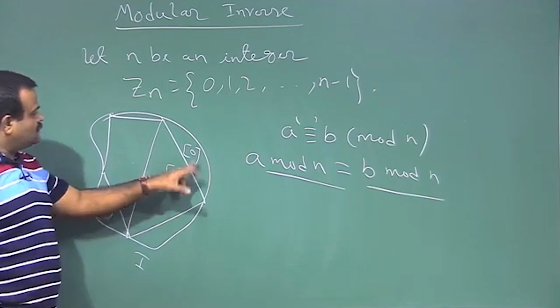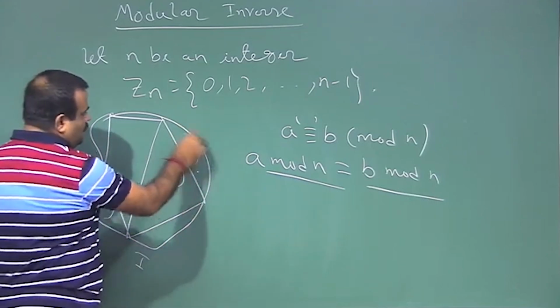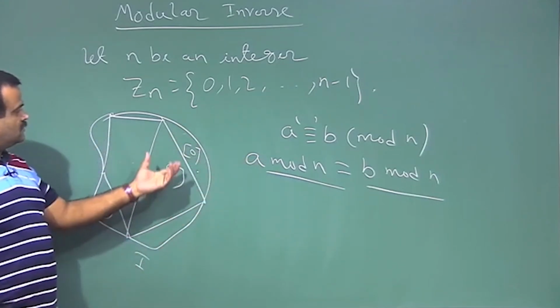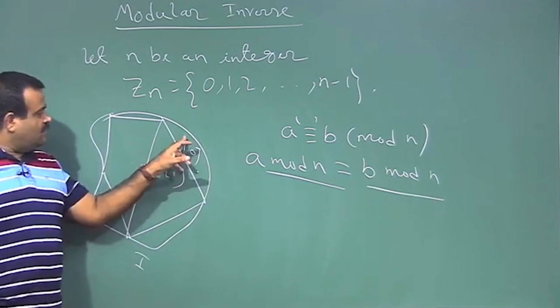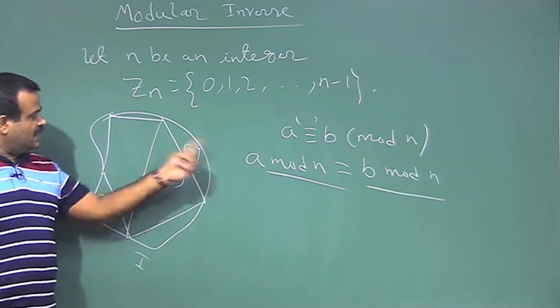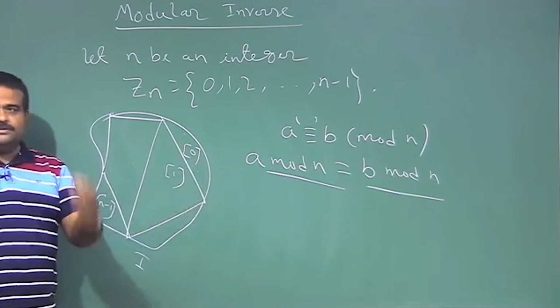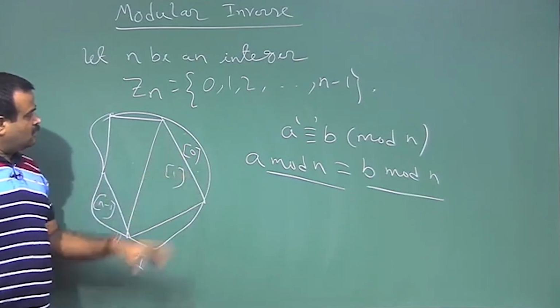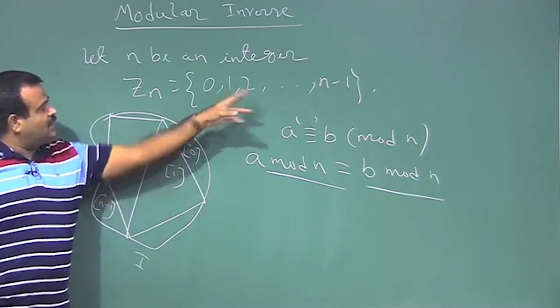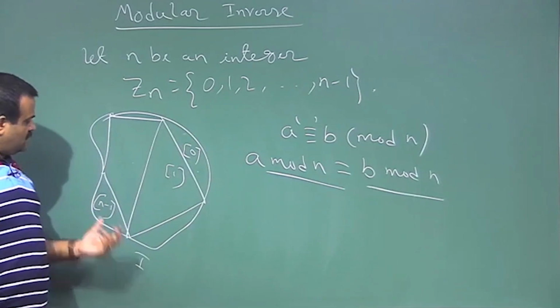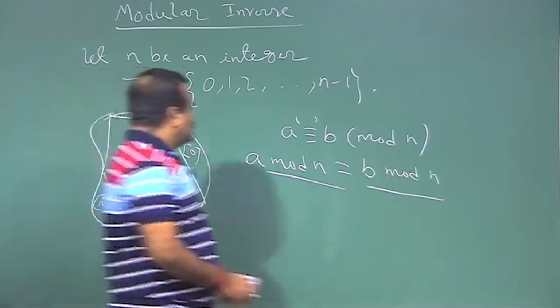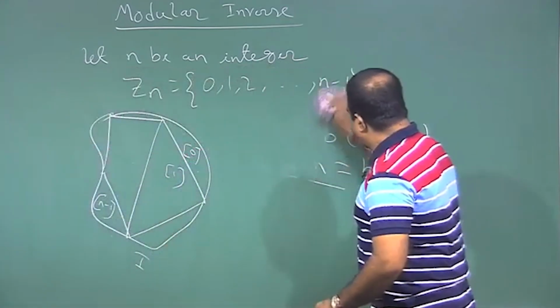So in each class all the elements are under mod operation. That means if we take an element from here and divide by n, the remainder is the same as if we take any other element. So these are all equivalence classes. For simplicity we write this as 0 to n minus 1. Then we have seen the operation on this.